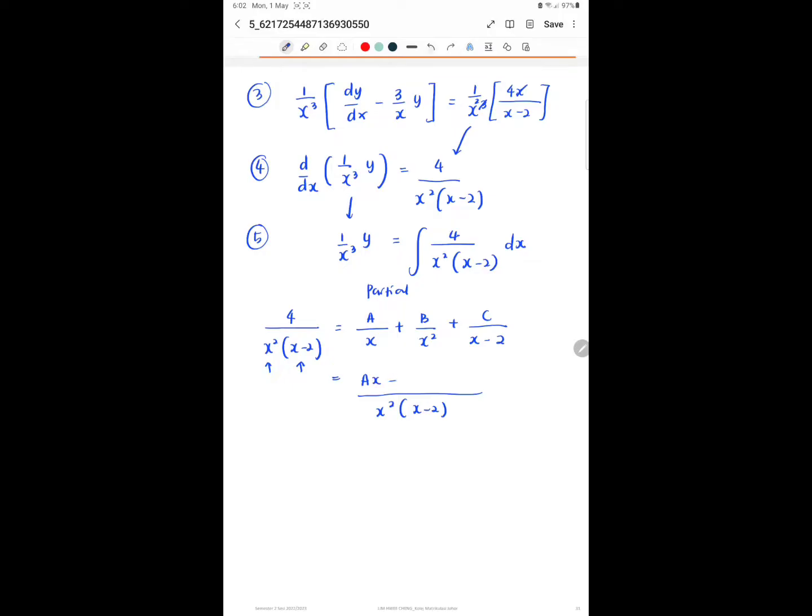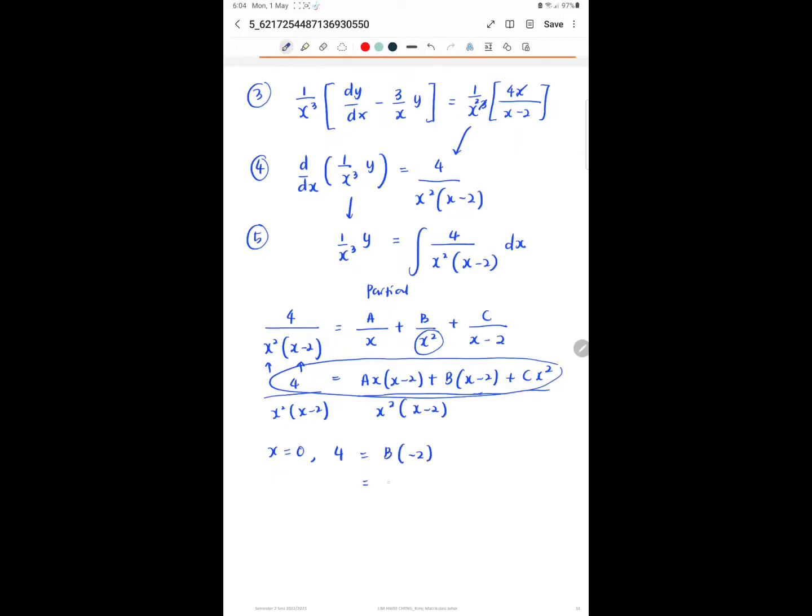Sorry, a will be multiplied with x and x minus 2. Right, b will be multiplied with x minus 2 only, because the denominators already have x squared there, and then c times x squared. Alright, so we compare with the left side, 4 over x squared times x minus 2. Okay, take the numerator.